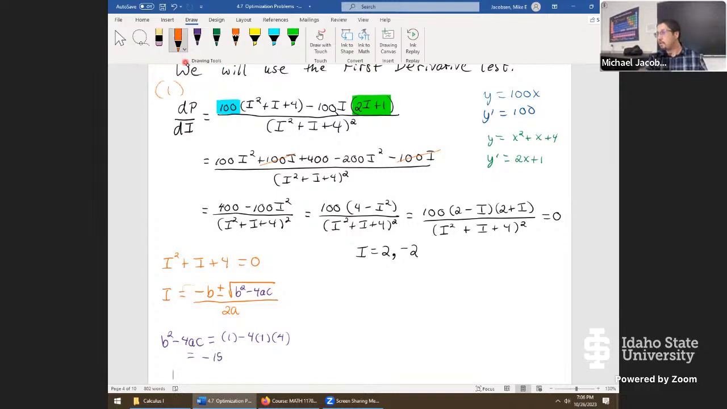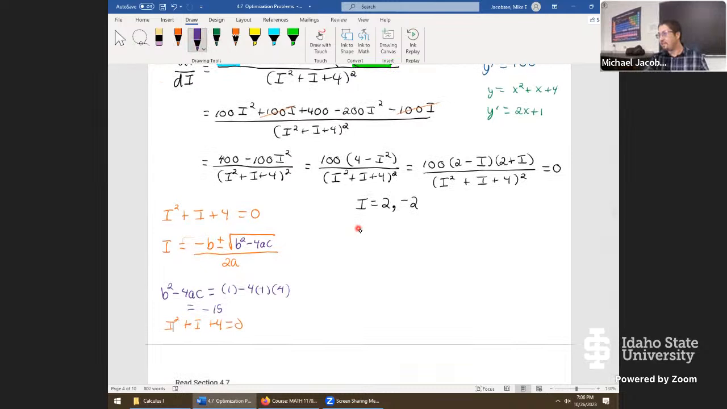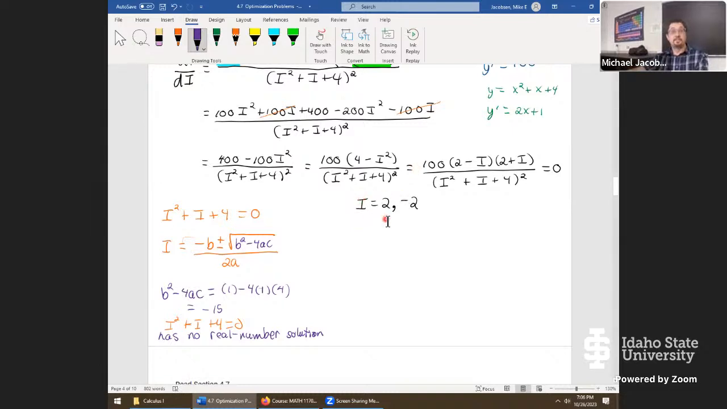Now we can conclude I squared plus I plus 4 equals 0 has no real number solutions. It definitely is solvable, but we're not going to solve it using ordinary real numbers. We need complex valued numbers. So that means these are probably the critical numbers, but we need to look at this really intently. That negative 2 is suspicious.